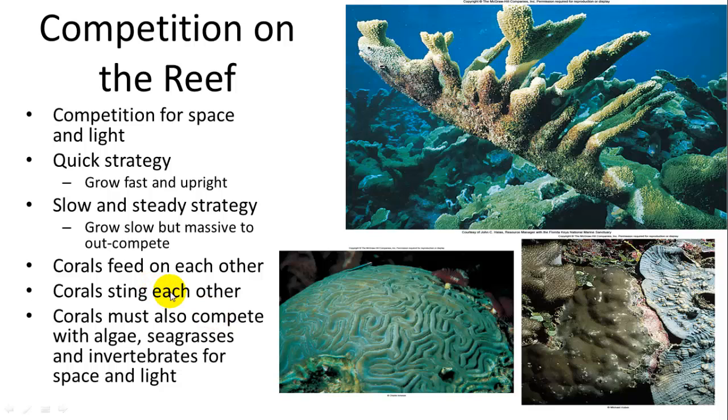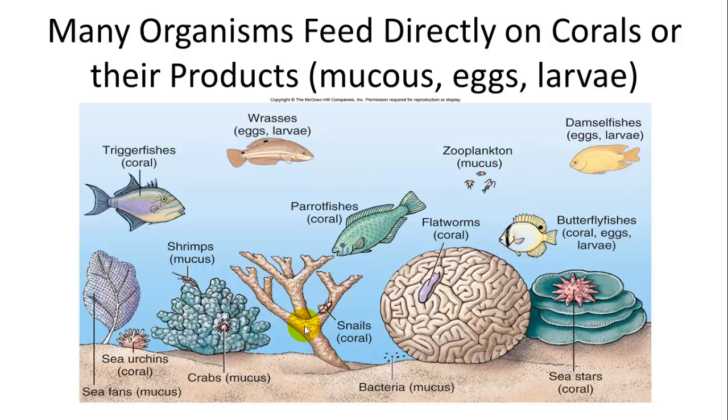Some corals will sting each other. They also have to compete with other organisms such as algae and seagrasses and invertebrates. So it's very dynamic, lots of competition occurring. Alright, and then there's lots of organisms which feed directly on the coral, have adaptations able to do that. So things like parrotfishes, which have very hard teeth, almost beak-like, which can break off coral to eat it.